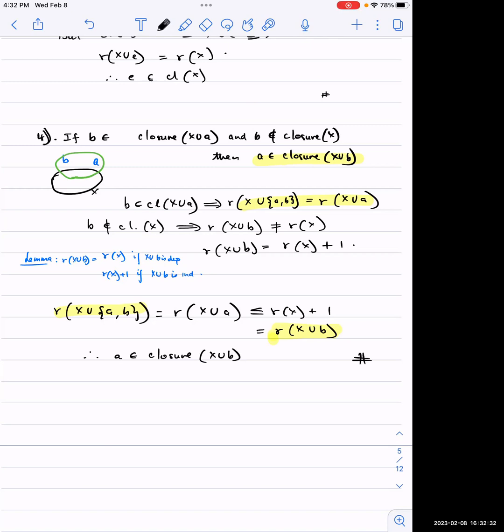Okay, so that's it. That was one direction of the equivalence of the axiom systems. So independent axioms are equivalent to the closure axioms. And we will skip this one, as we've skipped all the other ones like it.